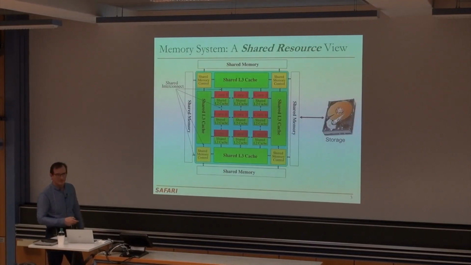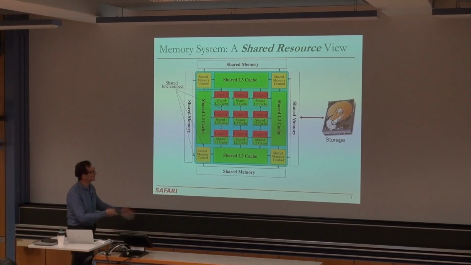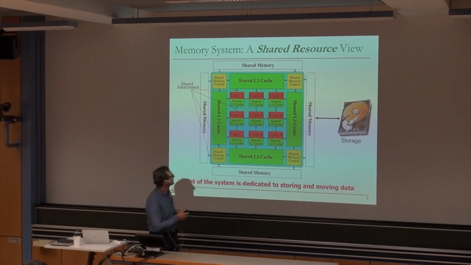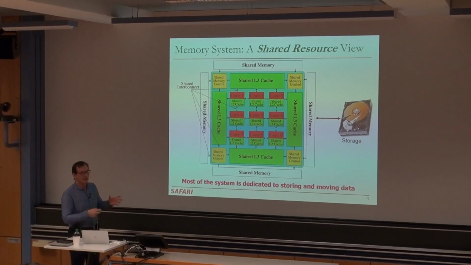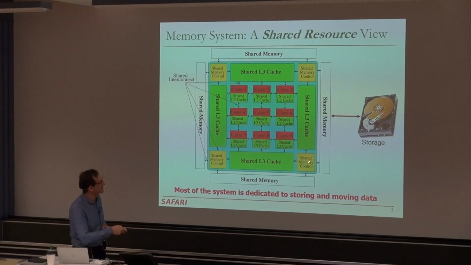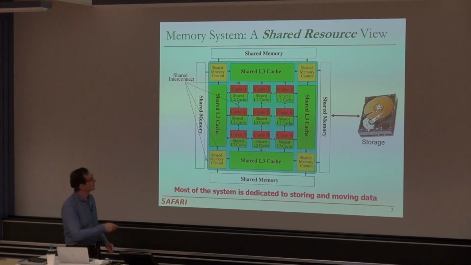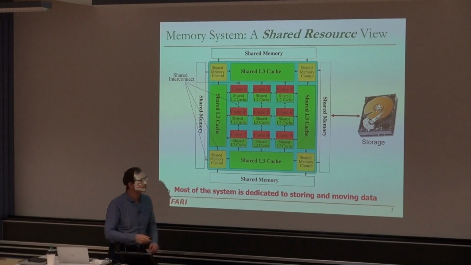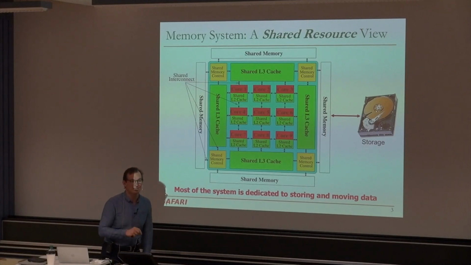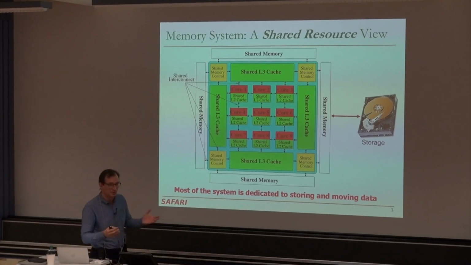Okay, so remember this picture? This picture is all about memory. And if you look inside it, most of the system is really dedicated to storing and moving data. And we covered a lot of that system so far. But we didn't cover it as a shared resource as much. So if you look at this memory system, the caches, interconnects, memory controllers, memory, storage, interconnects, they're all shared between different hardware contexts that are running different threads inside these cores. In fact, there's very little that's private to a hardware context that's running inside a core. Most of the system is really shared. And that sharing leads to issues.